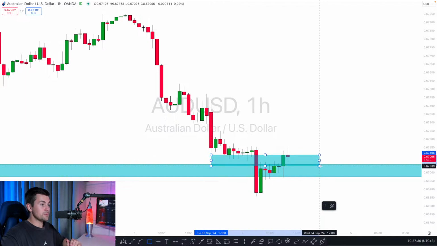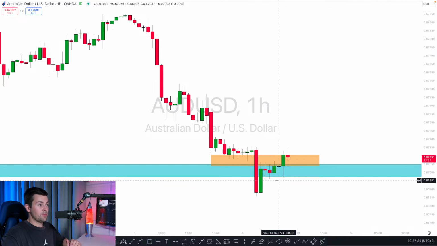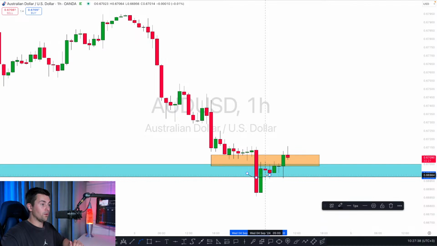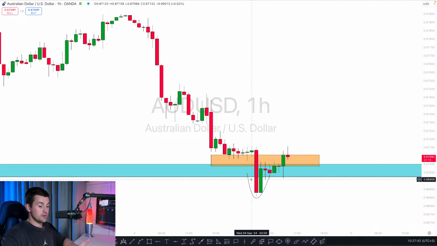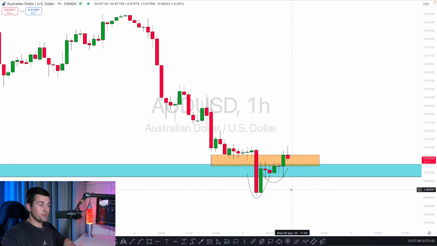If we analyze the price action, we can easily spot here a very perfect example of the cup and handle formation. Here is the cup and here is the handle. So it is a very perfect cup and handle pattern that is formed on the Aussie dollar pair on an hourly time frame. What else do we see here?